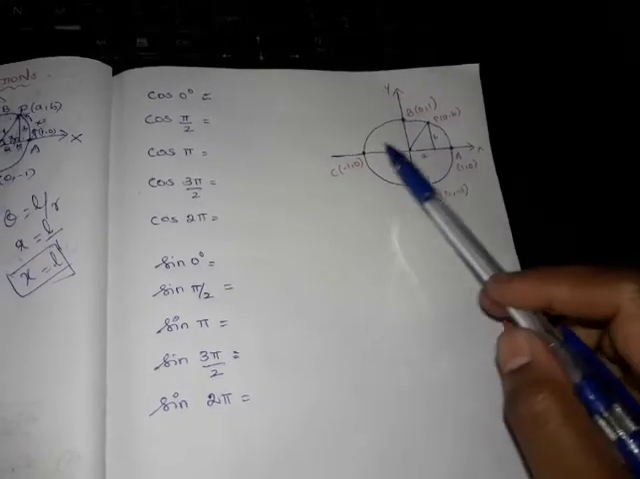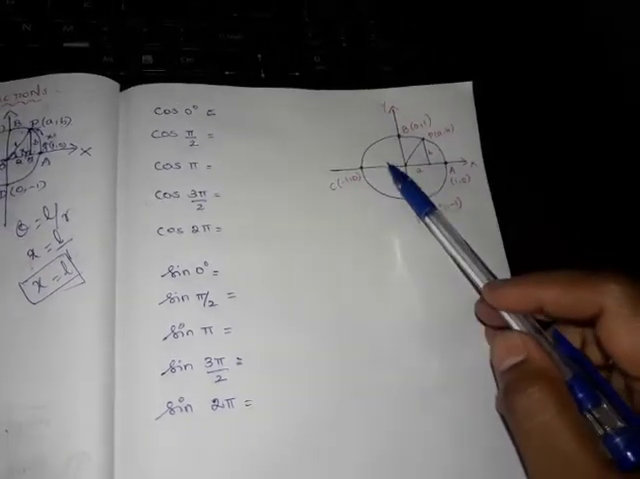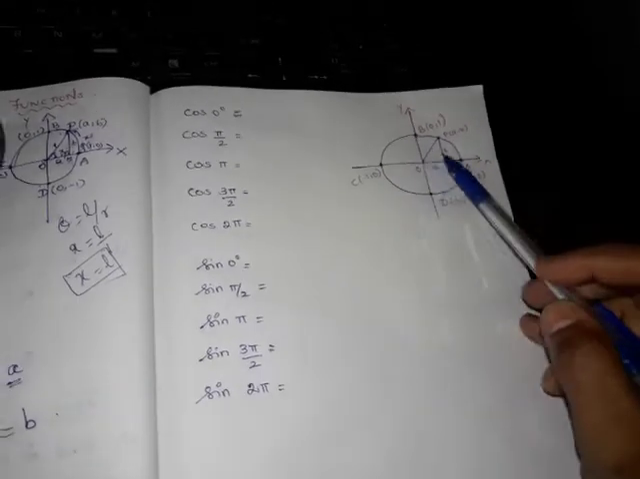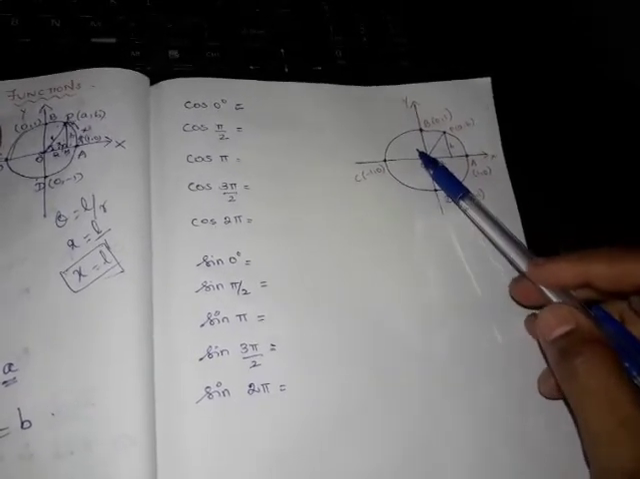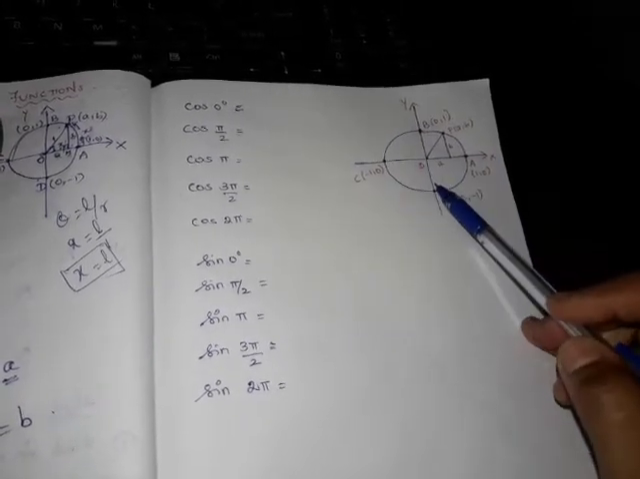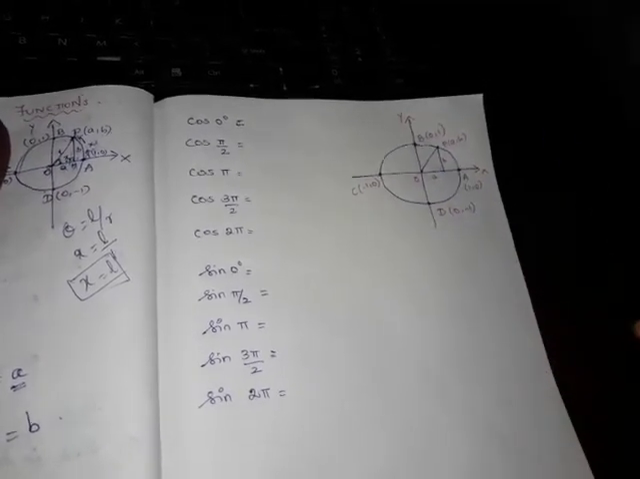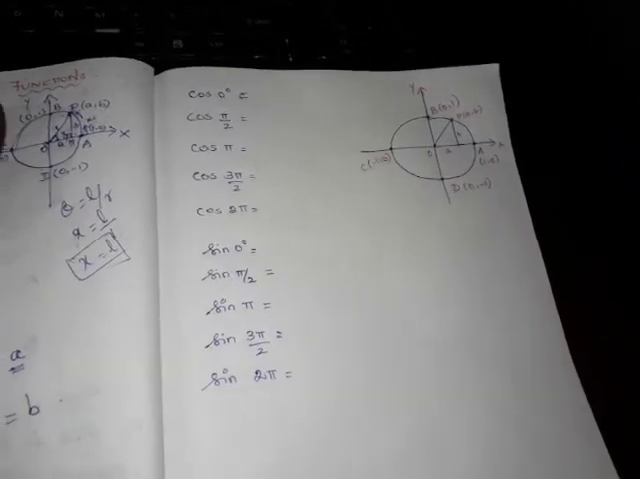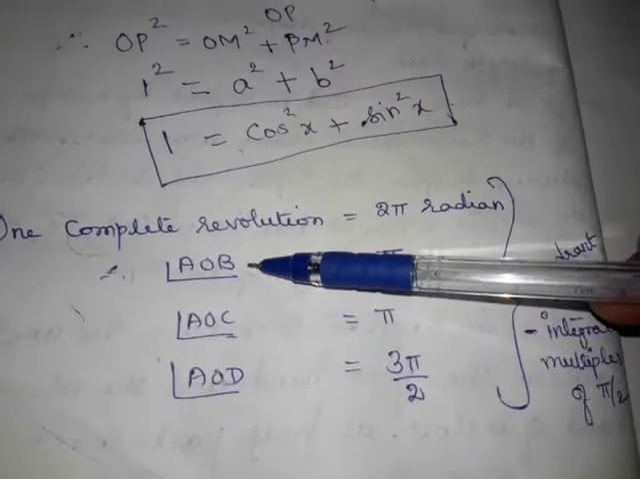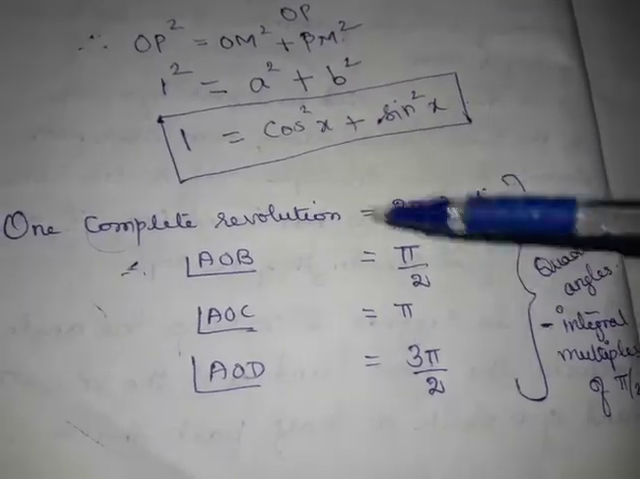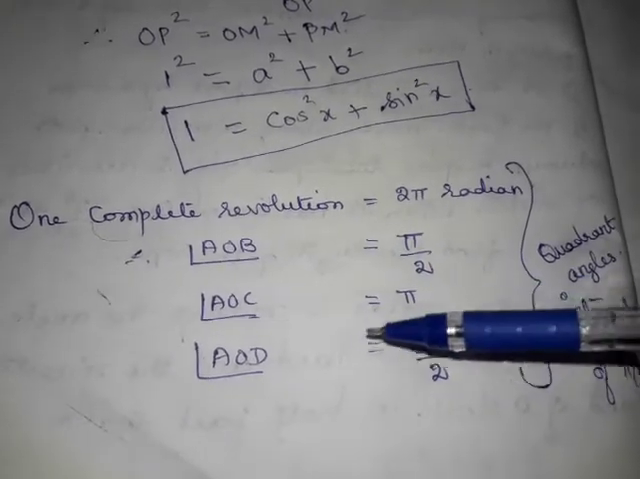And what is AOC? AOC is pi, another pi by 2, right? So it will become pi. Then what is AOD? What is this angle? Another pi by 2, so it will become 3 pi by 2. Yes, so what is given here? AOB is pi by 2 and AOC is pi, AOD is 3 pi by 2.